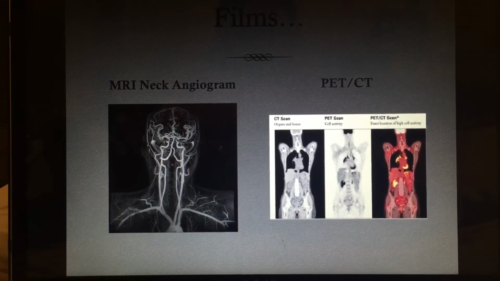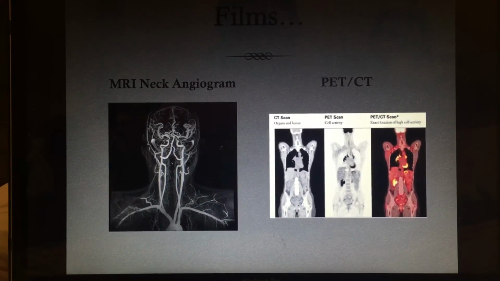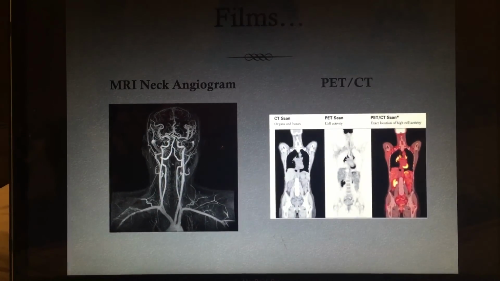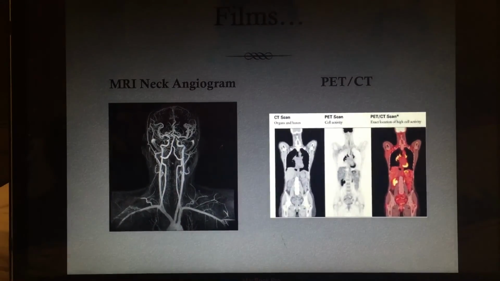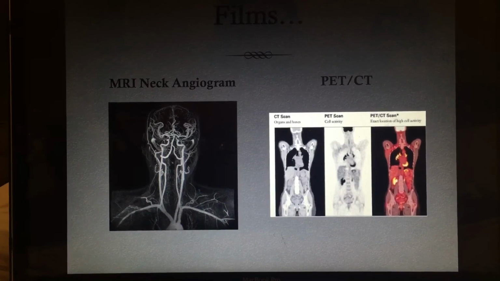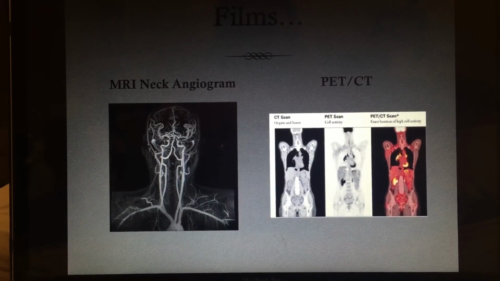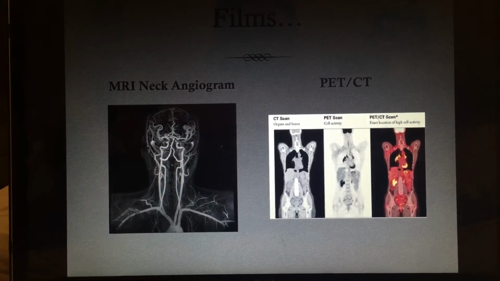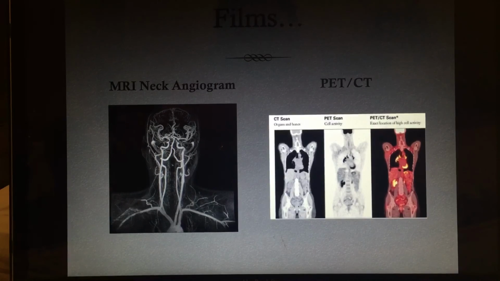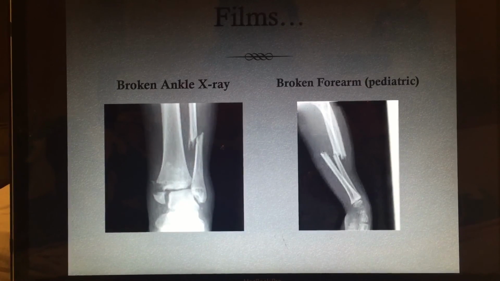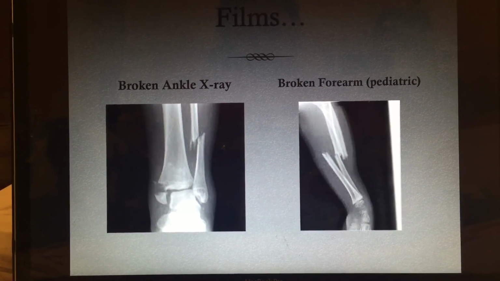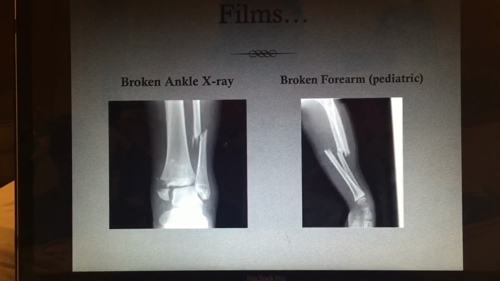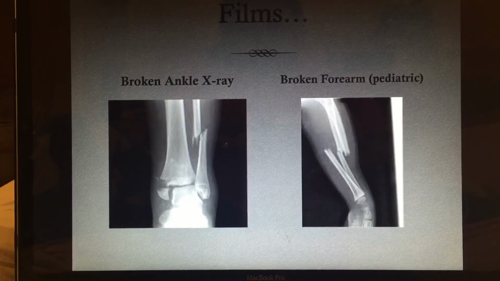On this slide, you can see an MRI neck angiogram. What they do here is they inject contrast or gadolinium into the veins and arteries so you can follow the contrast through to see if there's any blockages. On the right-hand side, you can see a PET scan or a PET CT scan. This is a nuclear medicine procedure. On this last slide, you can see two simple x-rays. One is of a broken ankle, and the other is a broken forearm on a pediatric patient.